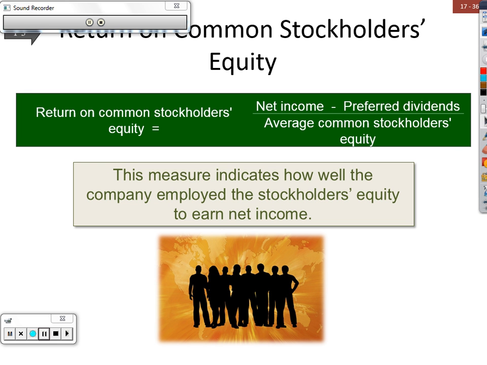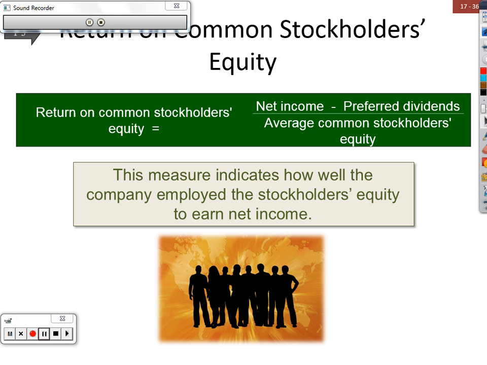Return on common stockholders' equity. The whole purpose of a stockholder or a shareholder is so that they can also have returns on the investments that they make, right? So if they're trying to have a return on the investments that they make, we want to see how net income and the dividends that we paid or elected to pay out work in that favor.